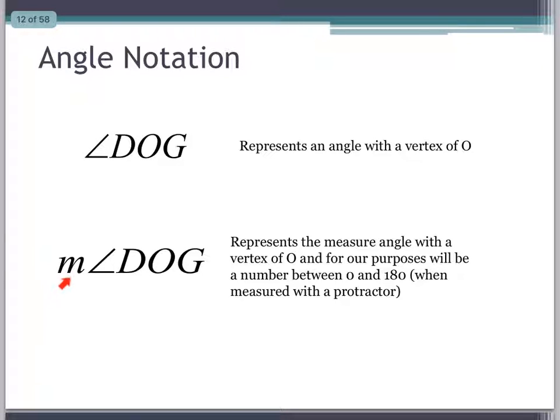If I throw an M in front of it, that represents the measure of an angle with vertex O. And again, that has to be between 0 and 180 when measured with the protractor. So this is the measure of angle DOG. This is just the naming of it, angle DOG. If I put this down, you'd have to give me a number, like 45 degrees, or whatever the degree happens to be.